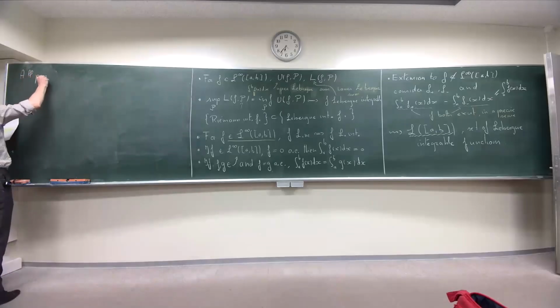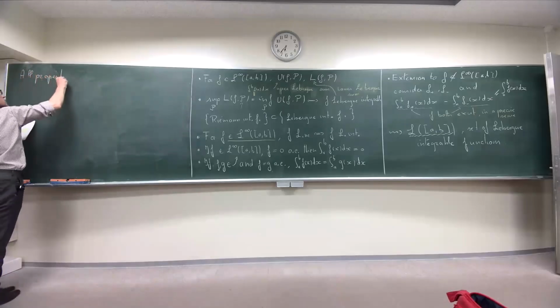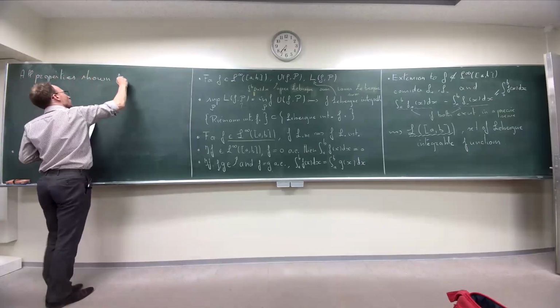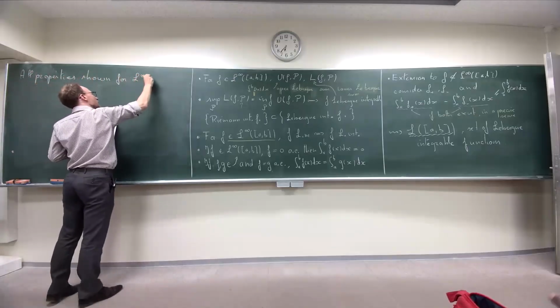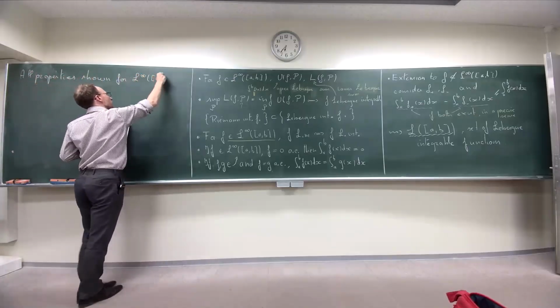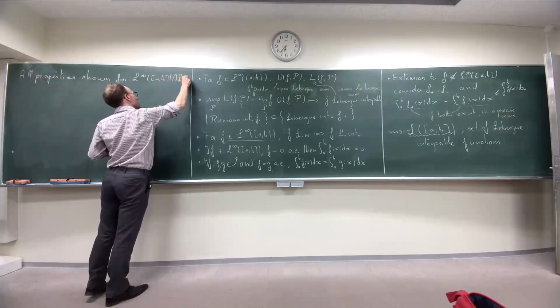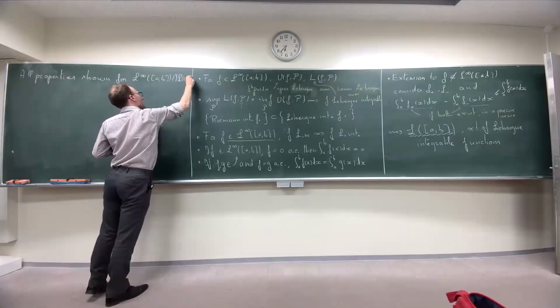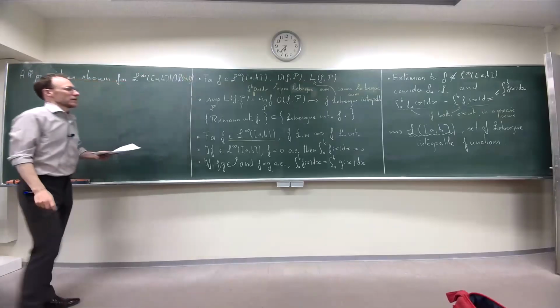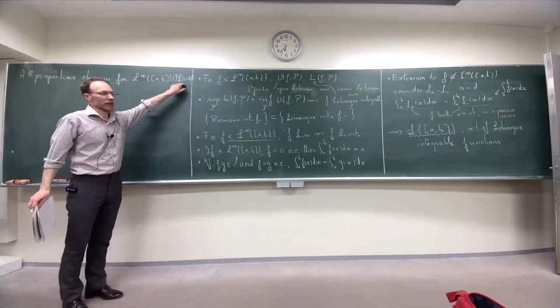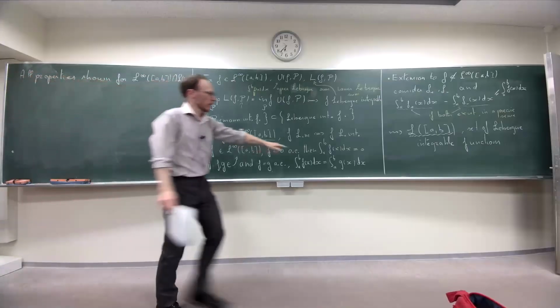All properties shown for what I mean by L infinity of AB intersection with L of AB. This is the set of bounded functions which are Lebesgue integrable. And this is what I have defined up to here.